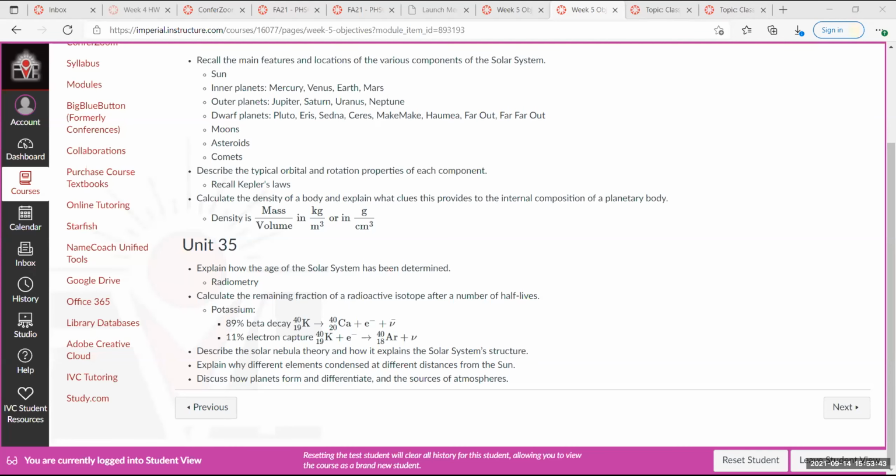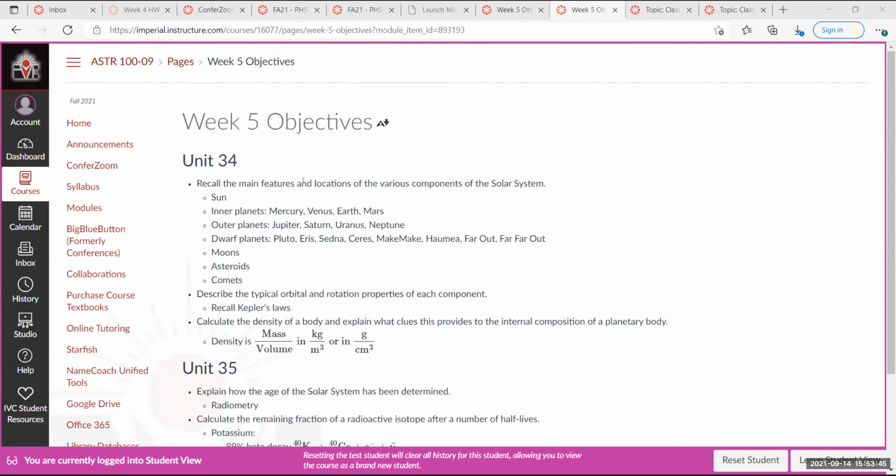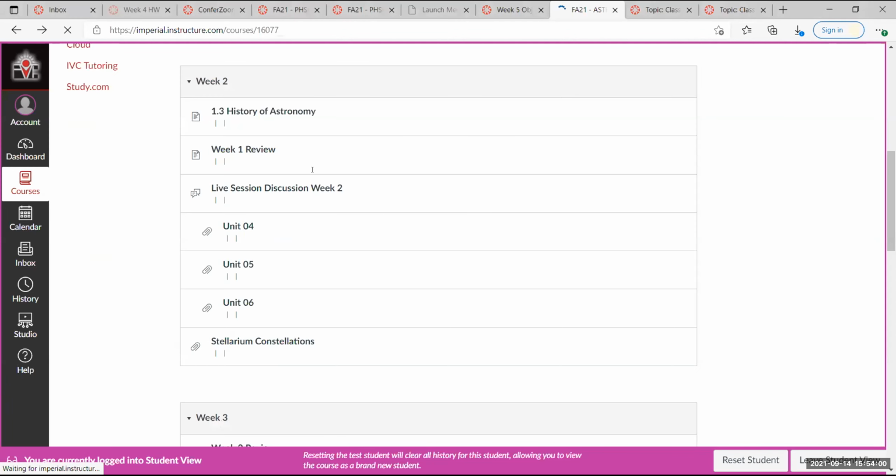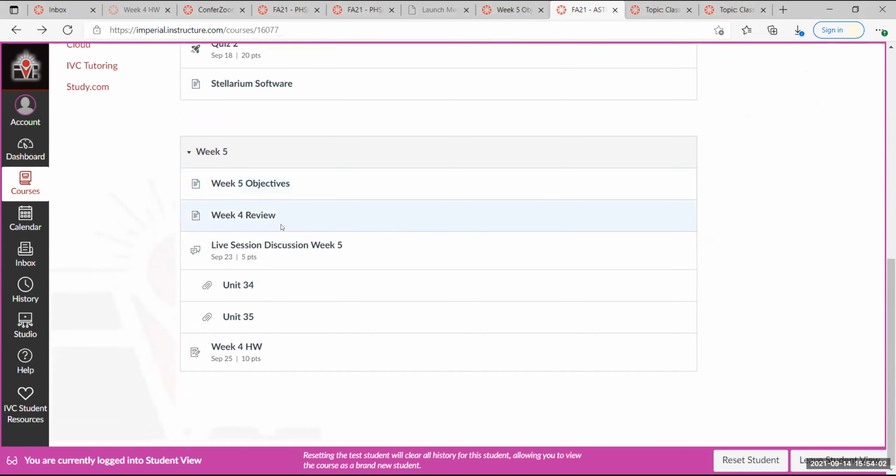Okay, so let me share the screen again where we were earlier. I'm hoping that you read through these two units, 35 and 34. If you have any questions, please let me know. We should be able to resolve those things. Let me go back to where we were. Can I go back like this? Yes, I can.